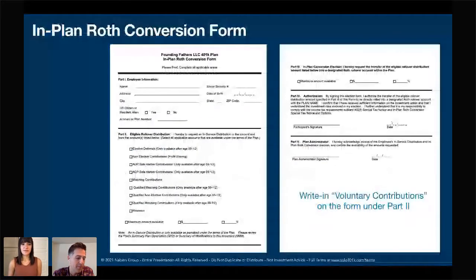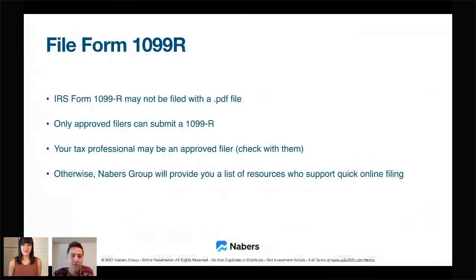Also, you'll want to file Form 1099-R. The 1099-R is not allowed to be filed as a PDF. Only approved filers can file and submit the 1099-R. You just want to check with your tax professional, maybe they're an approved filer. Otherwise, we provide an entire list of resources who can support you with quick online filing. It's pretty straightforward and simple.